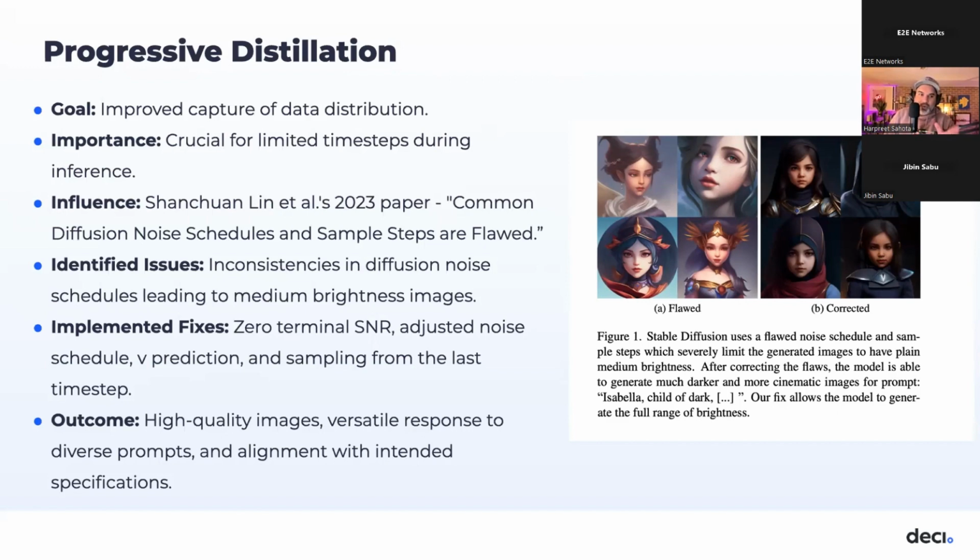And this alignment is very important, especially, again, I'm drilling this point home, when you want to operate in an inference environment where you want to generate images with a limited number of time steps. And so this meticulous attention to detail is ensuring that the model is generating high quality images and remaining versatile and responsive to a wide range of prompts. And so when we're able to better capture the data distribution, you can confidently produce visually appealing images that align with the intended prompt, even under the constraint of a limited number of inference time steps.